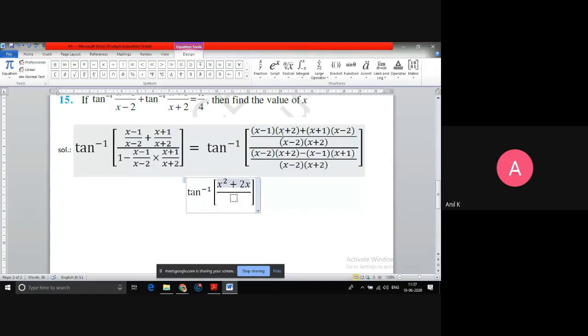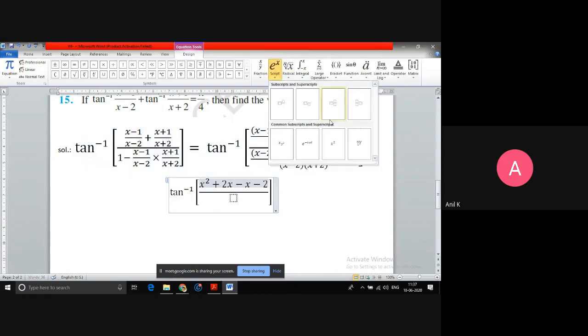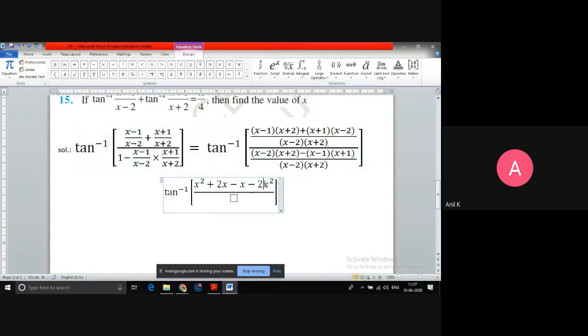Then minus 1 into x is going to be minus x. Minus 1 into 2 is going to be minus 2. Now I open the other bracket. Yeah, plus sign is there, so I can open this bracket also without changing the sign. Again, x into x is going to be plus x square. Then x into minus 2 is going to be minus 2x. Then 1 into x is going to be plus x. Plus 1 into minus 2 is going to be minus 2.